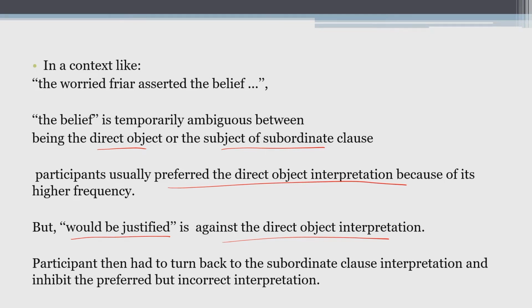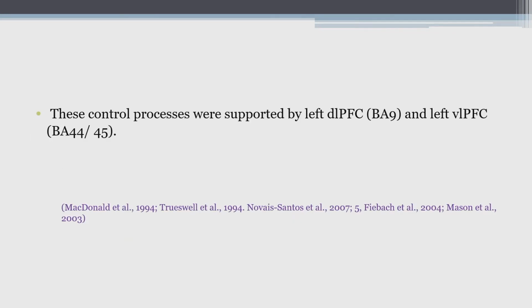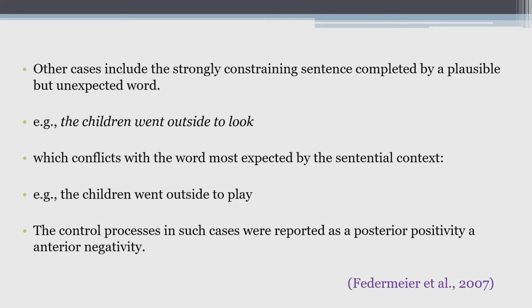After that, the ambiguity starts, and because of this competition, control processes need to be activated. So, what do they find? The control processes were supported by the same areas that we have been seeing till now, left VLPFC and dorsolateral PFC. So, these are the areas that were found to be activated by this kind of confusion, this kind of competition within a sentential context, leading to ambiguity. These are some of the references that have reported these findings. This is not only one group, but there are many groups who have reported similar findings.